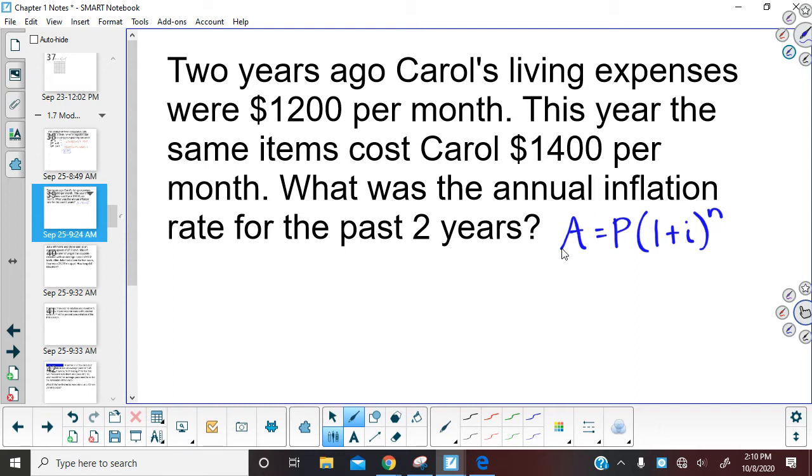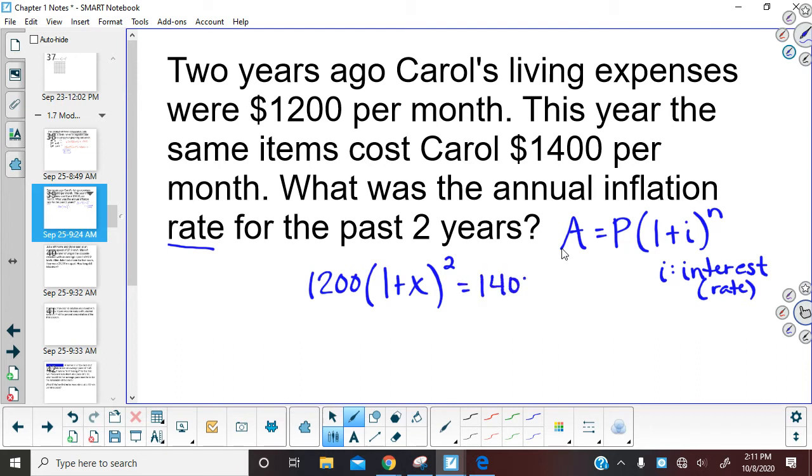So we are looking at the rate. In this formula, I is interest, and interest is the same idea as rate, so we are going to be looking for the rate. P is your principal amount, so we start with $1,200. So $1,200 is your P. Then 1 plus, and I don't know what the rate is, so I'm just going to let that be an x. The n represents the number of years. So n is going to be 2, because we're looking at 2 years. And that's going to be equal to our final amount, which is $1,400.